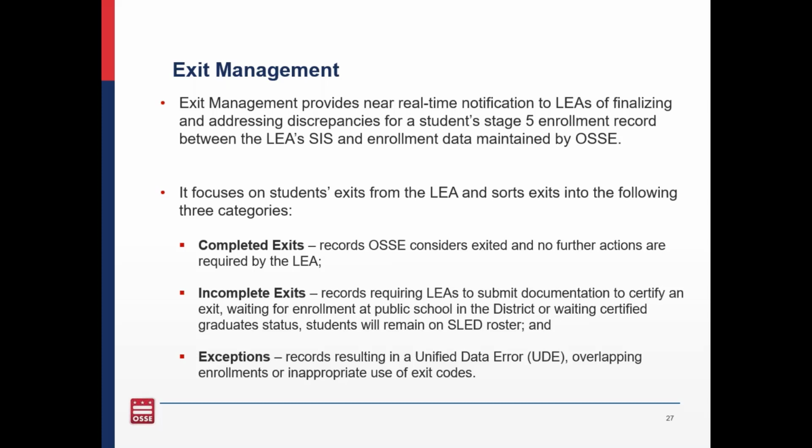So once again, for the incomplete exits, some exit codes, for instance, like transfer out to a school outside of the district, we will expect supporting documentation for the exit code. Until we receive it and approve it, the student will persist on your SLED roster. If you exit a student and you said the student is leaving your LEA, going to a different LEA here in the district, we will flag that exit as incomplete until we receive a stage 5 enrollment from another public school here in the district. If not, the student will remain in this bucket until you update that exit code in your student information system.